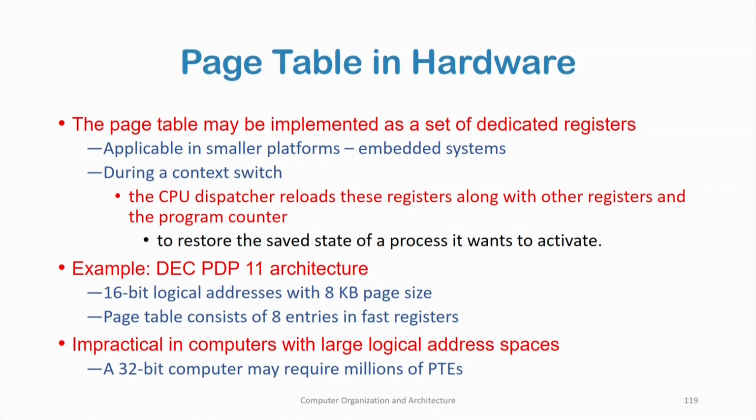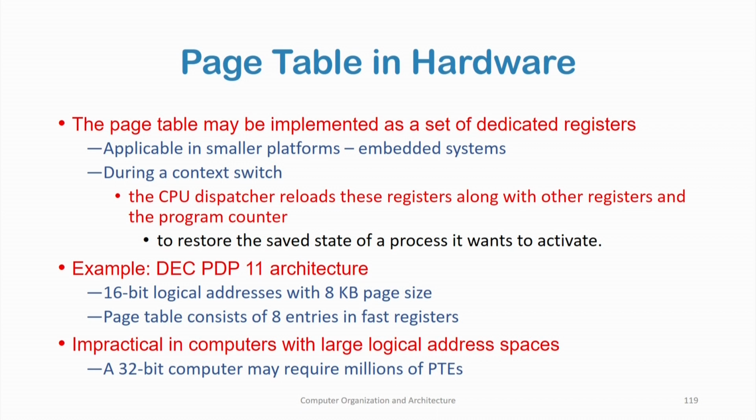Now, when the page table is in hardware, I have to reload all the registers in the page table during a context switch, because that is part of the saved state. If the page table is in memory, it is sufficient to load the page table base register corresponding to this process, because the page table is in memory. I only need to know where in memory the page table starts. So, the page table base register only needs to be brought in during a context switch. However, when I am implementing this page table in hardware, I need to bring in the entire set of registers, which is the page table, into the hardware during the context switch.